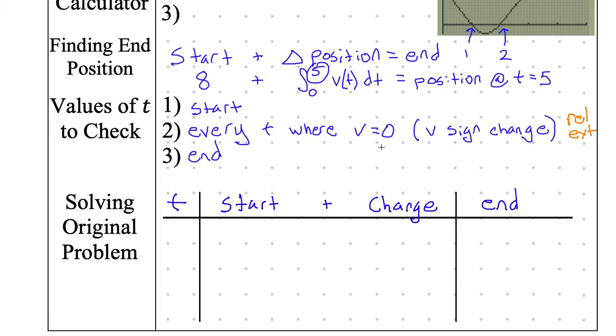So what three things do we need to check for our t values? Which t values right here do we need to check? You guys help me out now. Just two. Two is one of them. Two is this one, right? We need to check t equals 2. What else do we need to check? 1. So we could check 1.